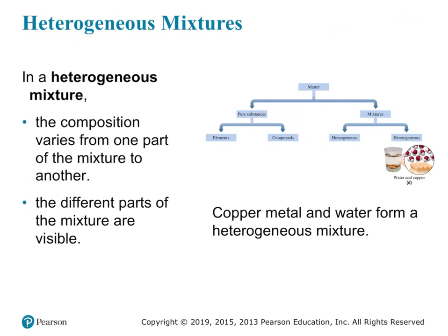All right, now for heterogeneous mixtures. In a heterogeneous mixture, you can see the different components. So the composition varies from one part of the mixture to another, and the different parts of the mixture are visible. For instance, what if we just dropped some pennies into a cup of water? We would definitely be able to see that the pennies are different from the water. So that would be a heterogeneous mixture.